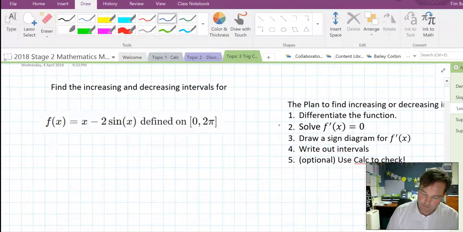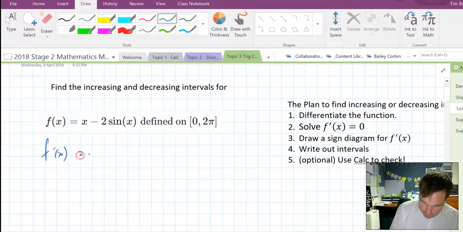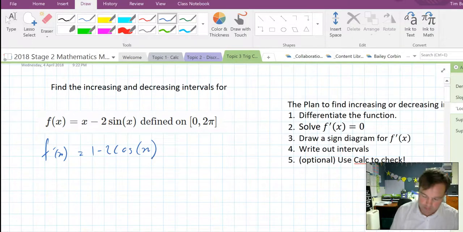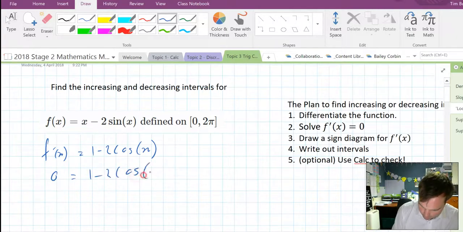So here, the first step is differentiate the function. So we want to find f dash x. f dash x is going to equal 1 take 2 cos x. Alright, then we want to solve for when this is equal to 0. 0 equals 1 take 2 cos x.